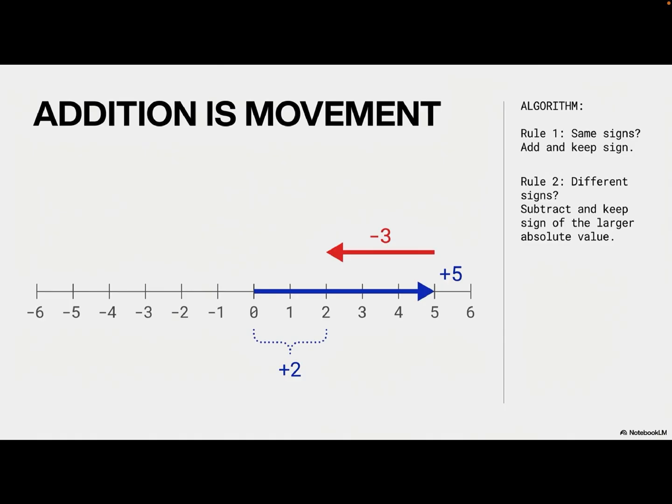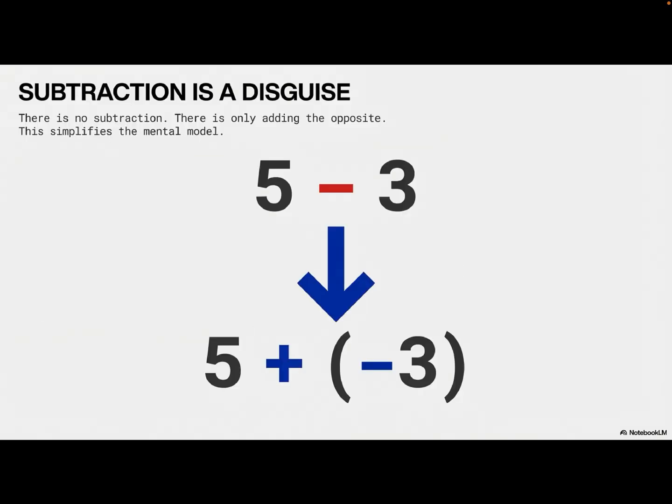Addition rule: when signs are the same, add and keep the sign. When signs are different, subtract and keep the sign of the bigger absolute value. Think of addition as movement along the number line. Subtraction is adding the opposite. 5 minus 3 is the same as 5 plus -3. This simplifies everything.